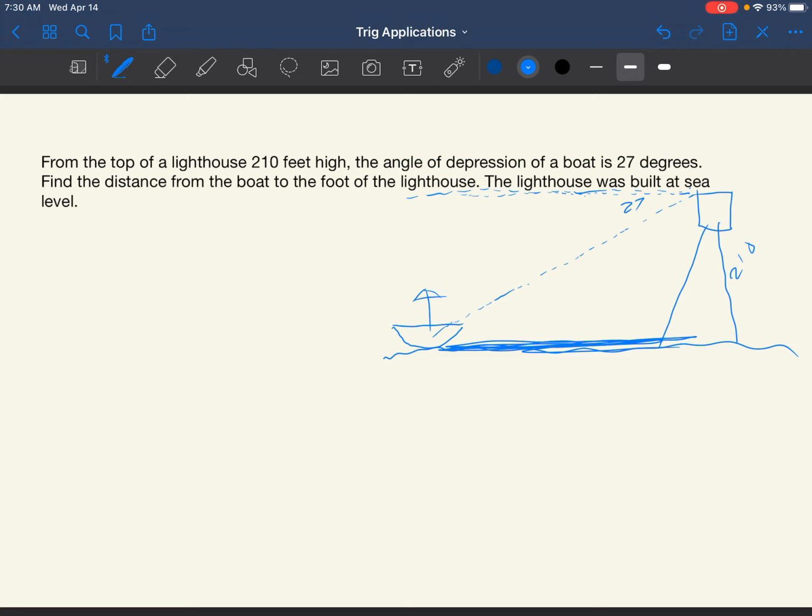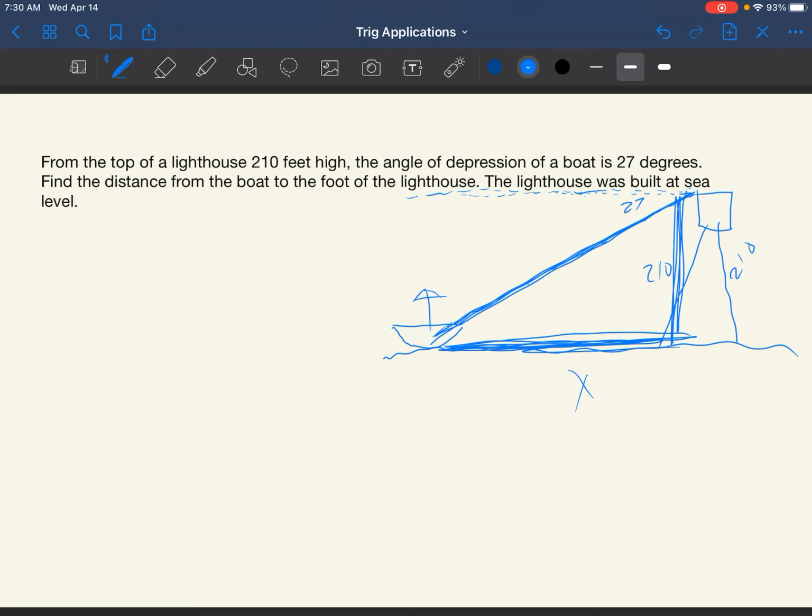So there's my triangle. I'll go ahead and draw it in there. I have this side right there, that's the line of sight looking at the boat, from the boat to the lighthouse. And I also have this right here, that's how tall the lighthouse is, 210 feet. I'm looking for the distance from the boat to the lighthouse, which I will call x.